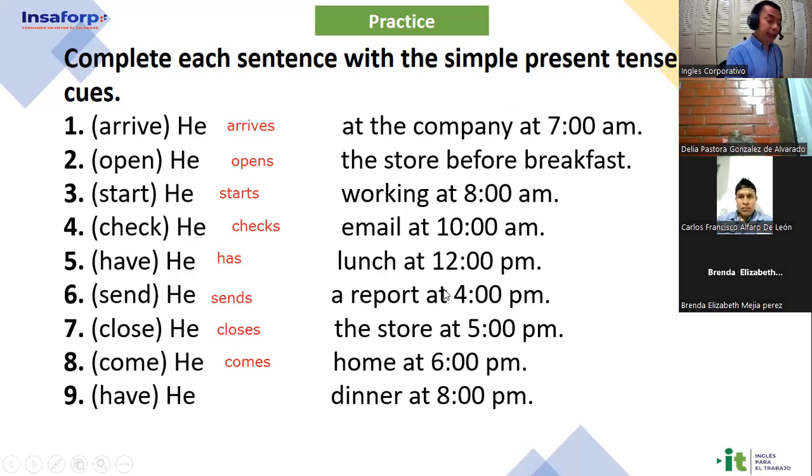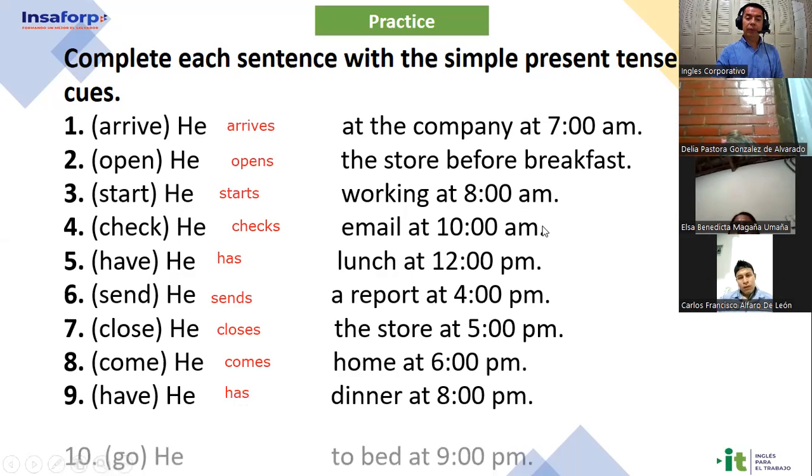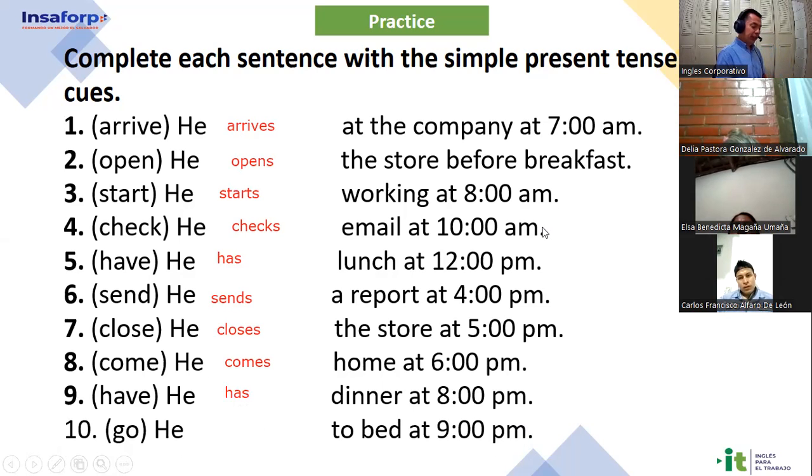Okay, and number 9, please. After Delia, Elsa, please. He has dinner at 8 o'clock. He has dinner, and you mean at 8 o'clock, right? He has dinner at 8 o'clock. Okay. Now, and number 10, let me see if I have 10. Oh, yes, to finish, number 10, right? Who's going to make it? Already have Elsa and Erenia. So, Evelyn, please finish with number 10. Evelyn?